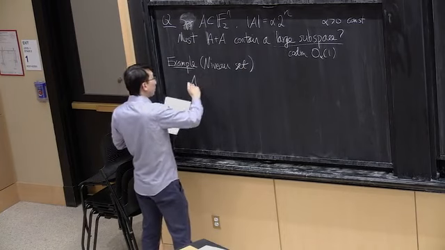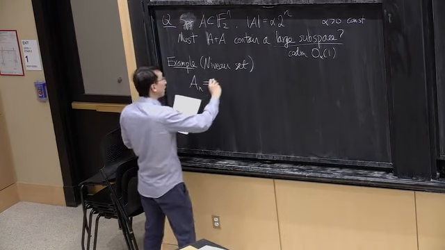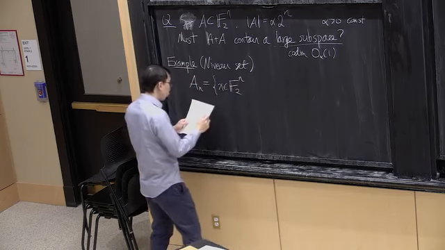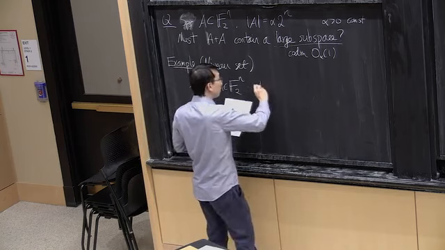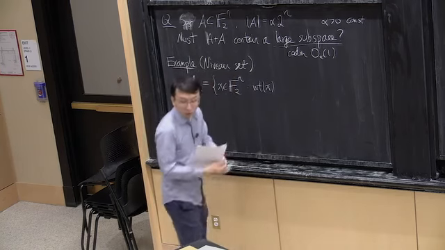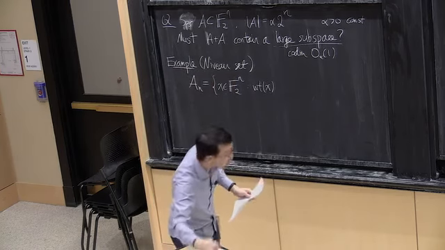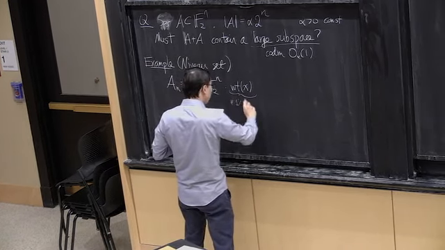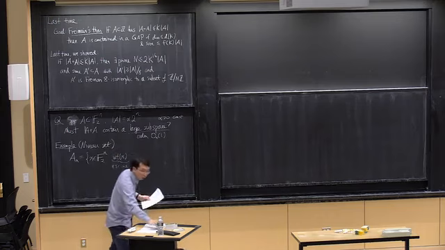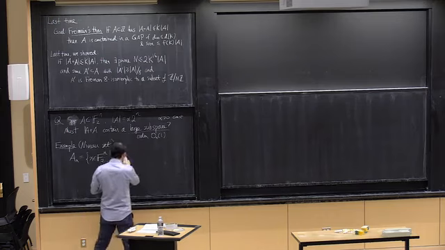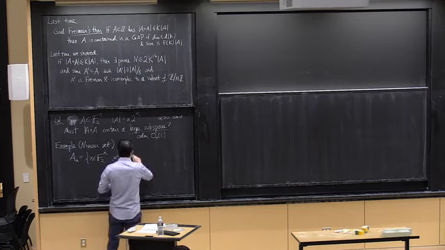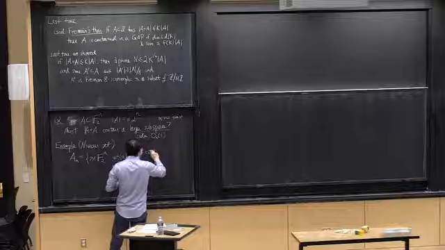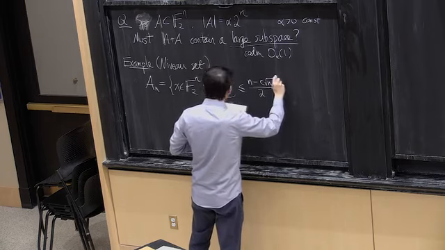Let's take A_n to be the set of points in F_2^n whose Hamming weight, which is just the number of ones, so the number of non-zero coordinates of x, is less than this quantity here.